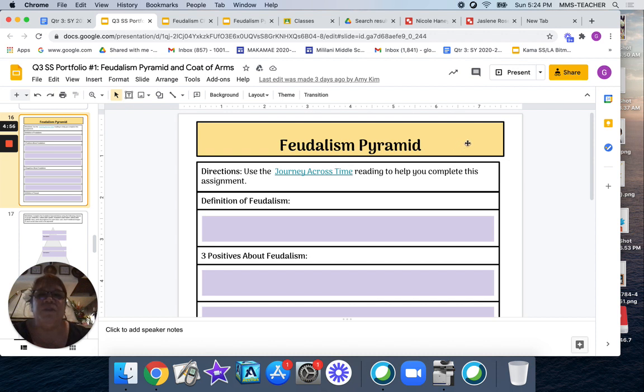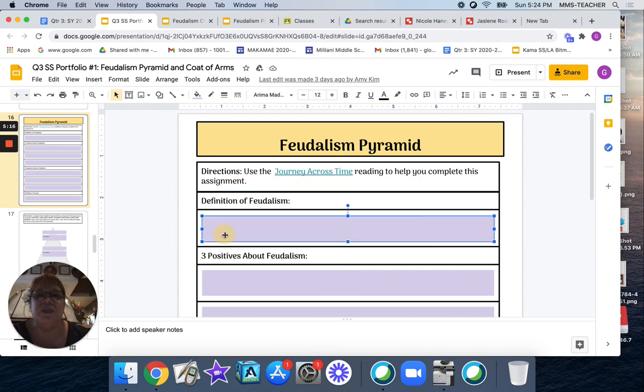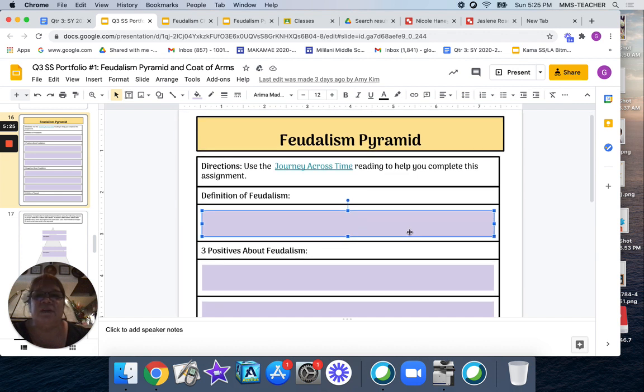For the feudalism pyramid, you will use the Journey Across Time reading to help you complete this assignment. So you will click on this, highlight it, and it'll take you to the Journey Across Time. So you can click to open the review and go ahead and read it again to help you find the answers. Now, the first thing it's going to ask you is, give me the definition of feudalism. Then type your definition in here.